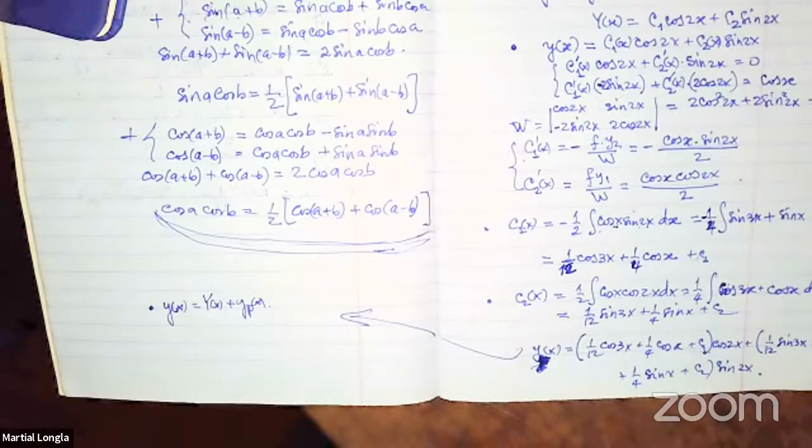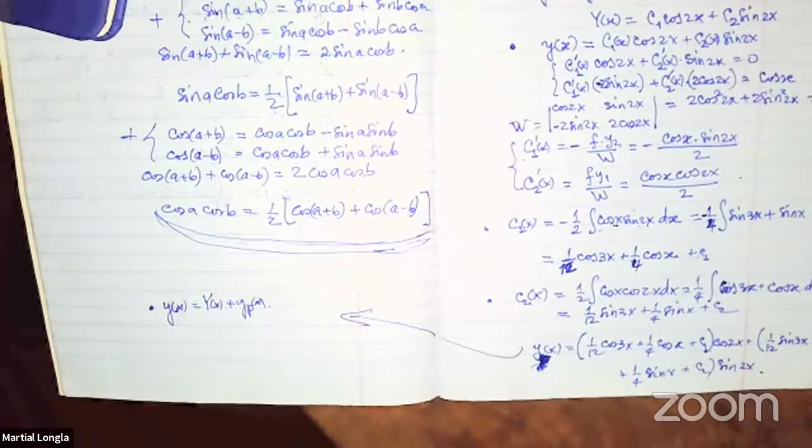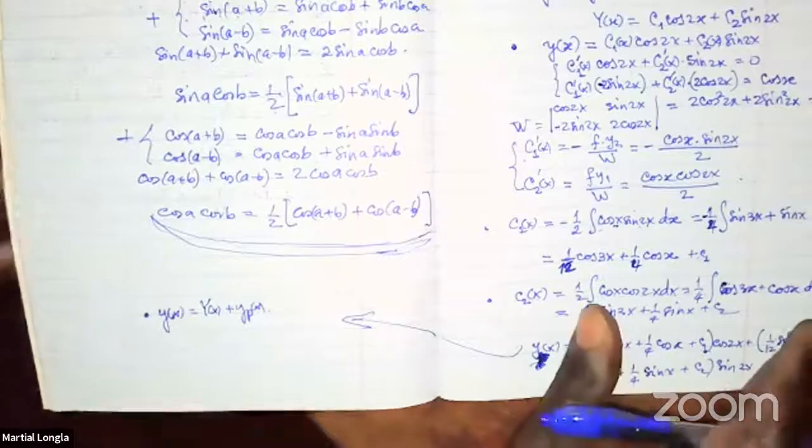All right. If there is no other question, I'm going to move on to the topic with the Cauchy-Euler equation, which is the third topic that we have to review.